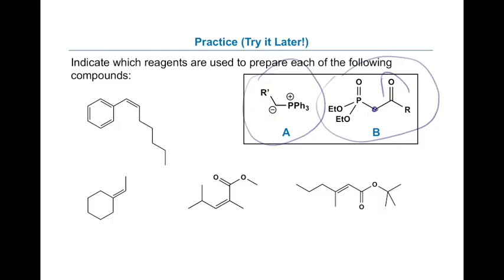So let's take them one by one. In the first case here, this should be pretty easy. Double bond, we have a bulky group and a bulky group. They're cis to each other. This is definitely our Wittig, right?